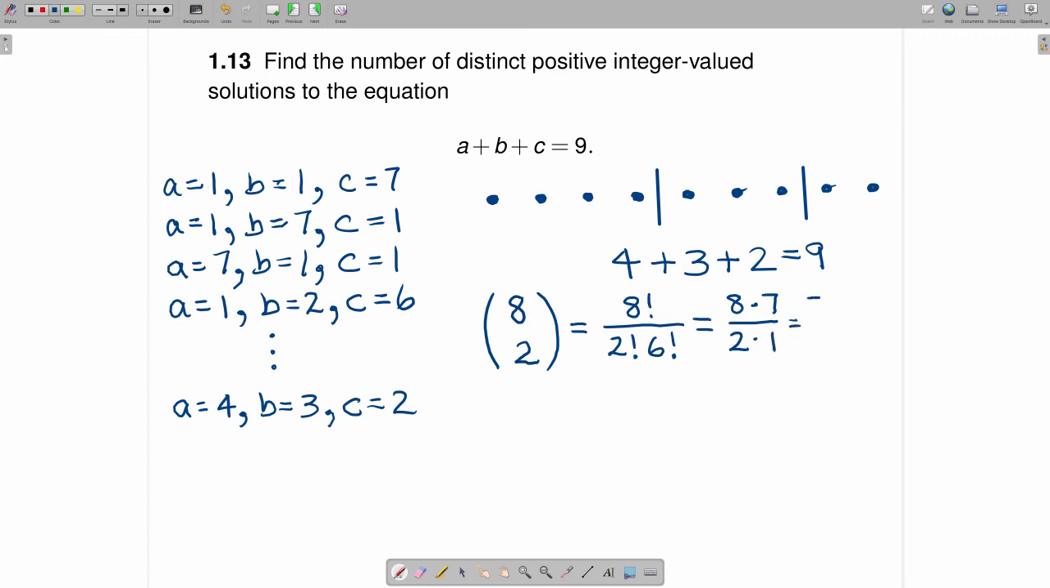8 times 7 is 56. 2 times 1 is 2. 56 divided by 2 is 28. So if I would have completed this list, I would have had 28 different distinct positive integer valued solutions to this particular equation.